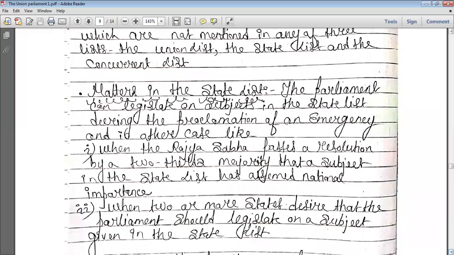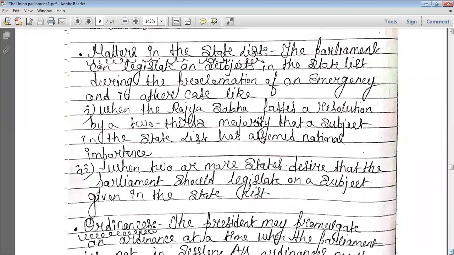Next, we would like to discuss, in the section of the legislative function of the Union Parliament, matters in the state list. So what kind of subjects are included in the state list? The Parliament can legislate on subjects in the state list during the proclamation of an emergency. So during an emergency situation, as we are facing now in this 2020 April, the Parliament has the right to legislate on subjects which are declared as emergency.